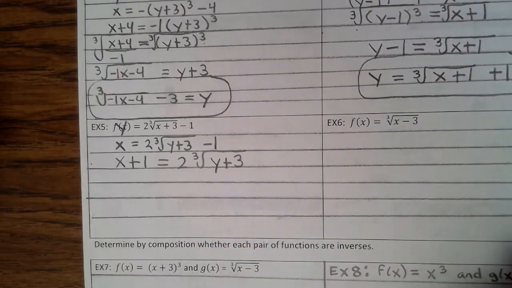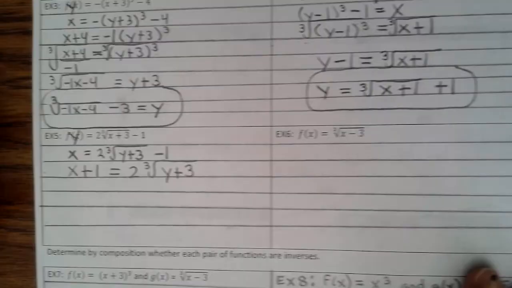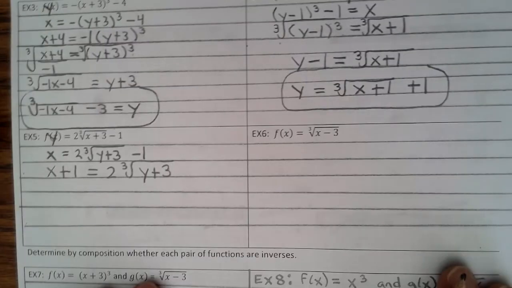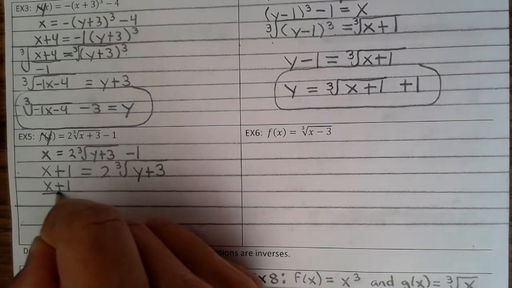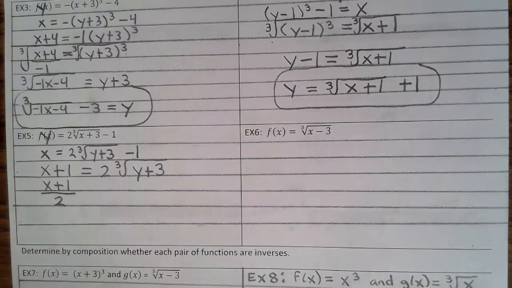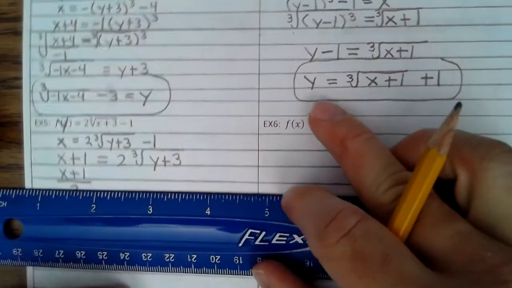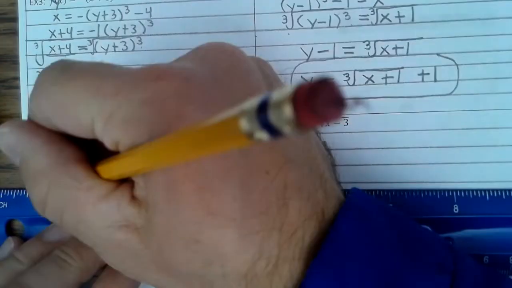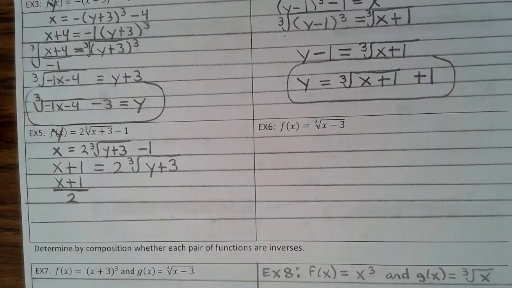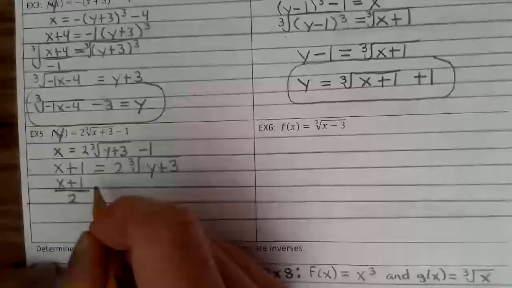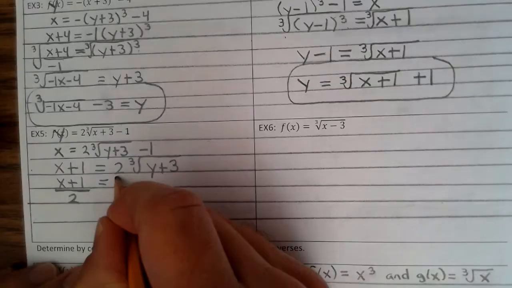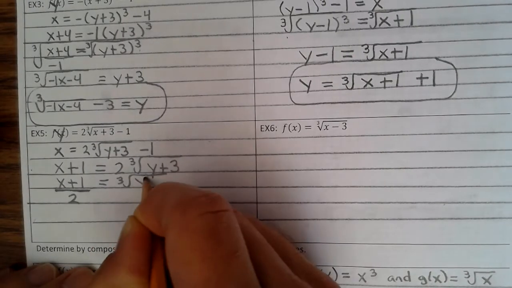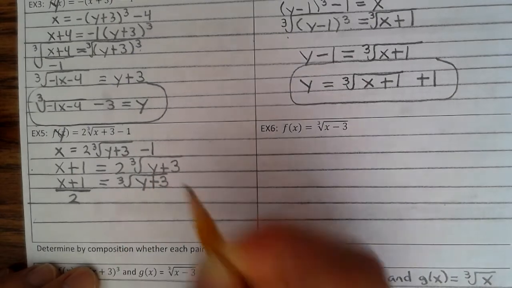Oh boy, see that the sun's chasing after us again. All right, got away from it again. All right, so now we're going to divide both sides by 2, so you're left with (x plus 1) divided by 2. It's a terrible one. I'll try to fix that. Much better. Equals the cube root of (y plus 3).